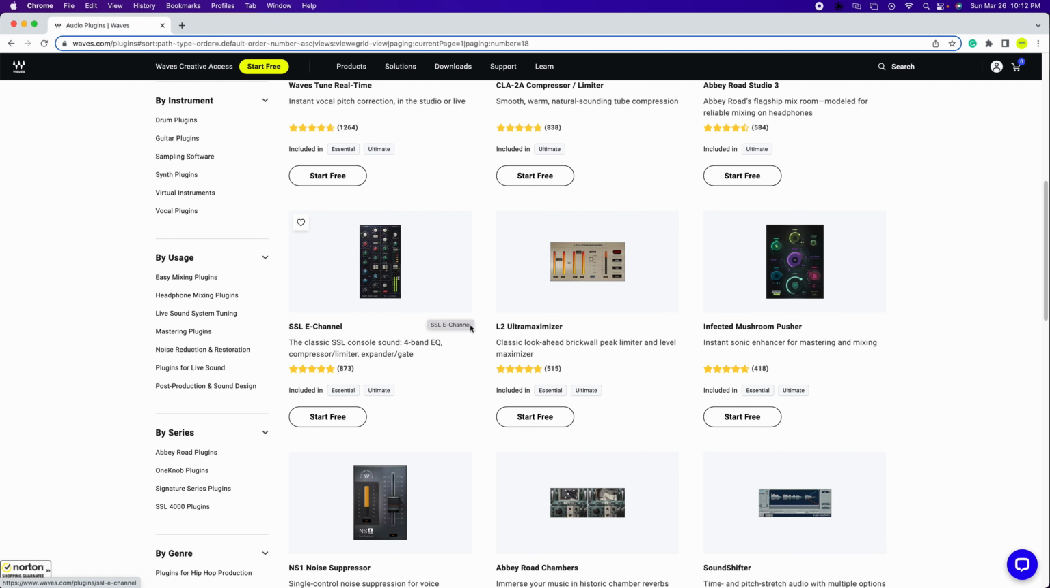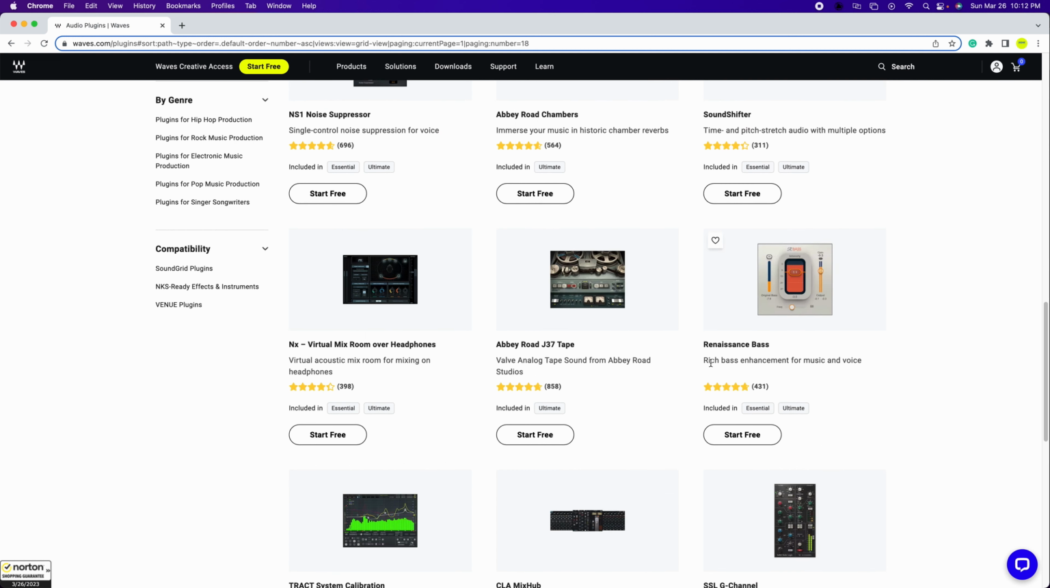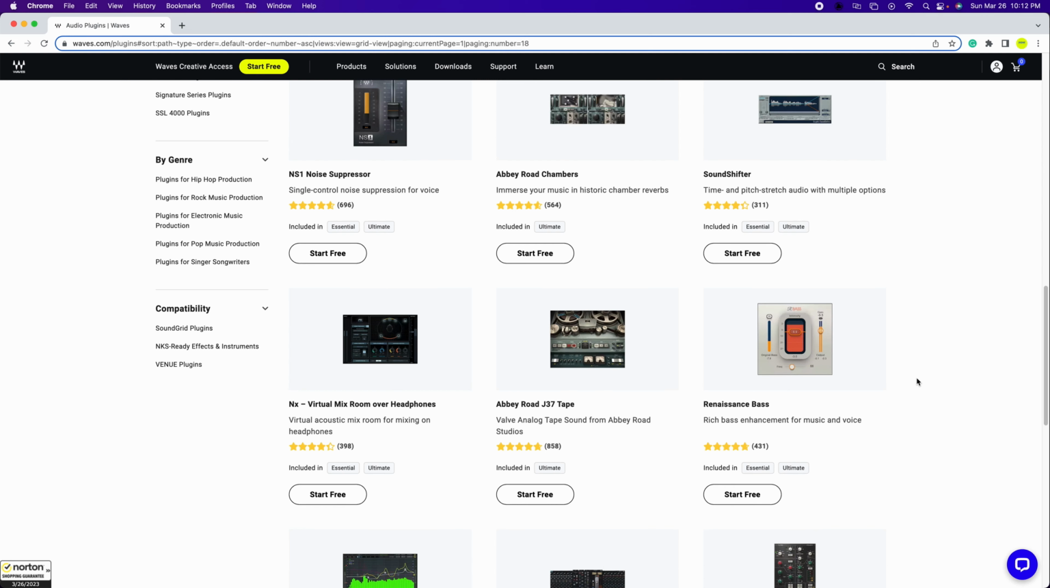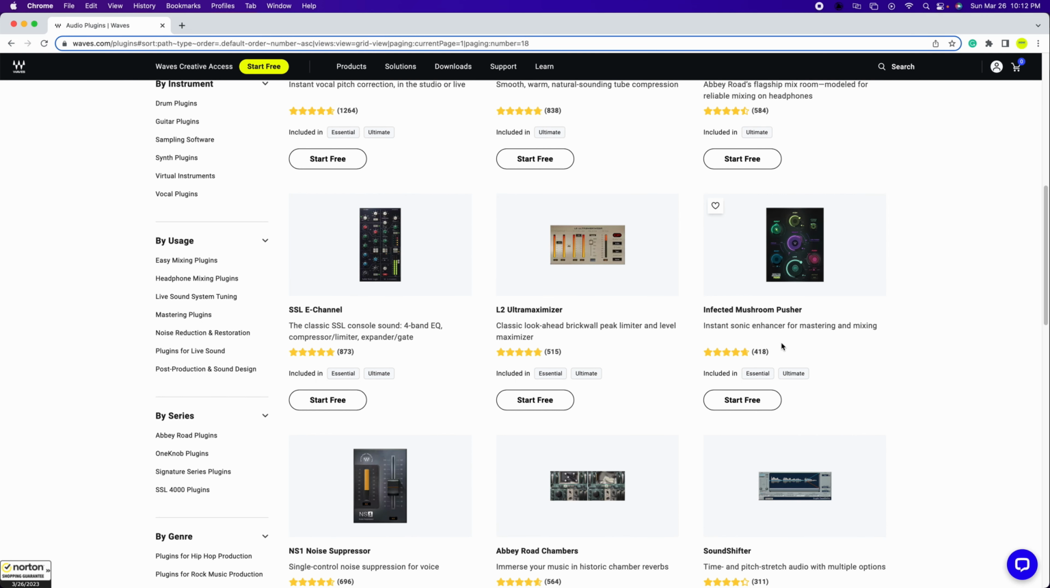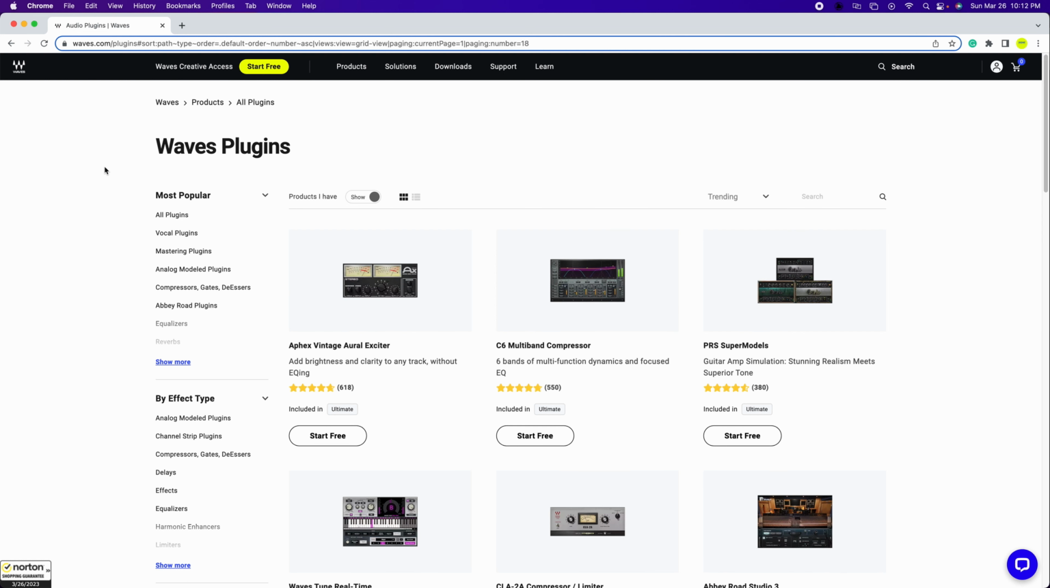It was just yesterday when I tried to buy a couple more plugins for my Waves collection, and one was the Renaissance Bass and the SSL E Channel. I think the Renaissance Bass was $29.99, and the SSL plugin was $39, I believe, or something like that.